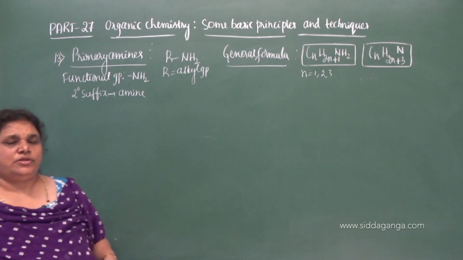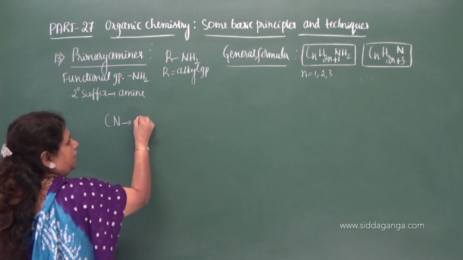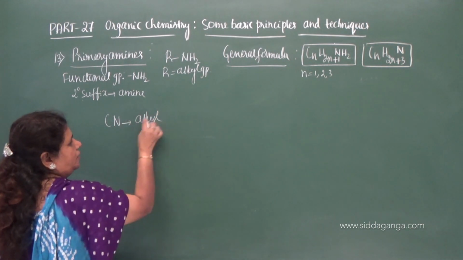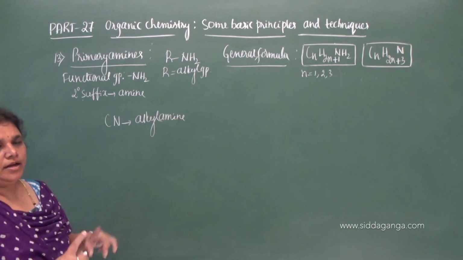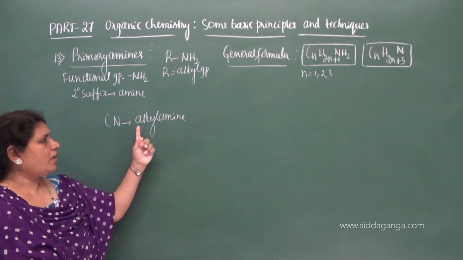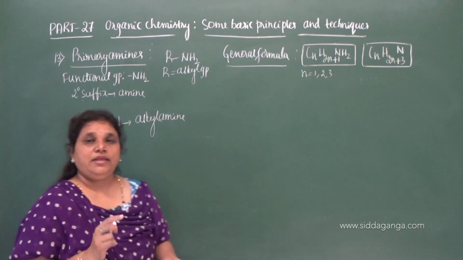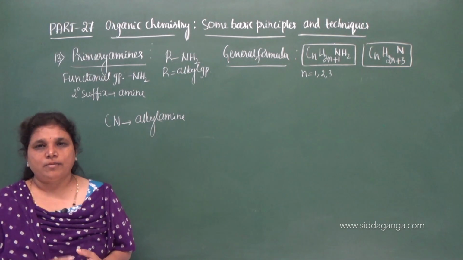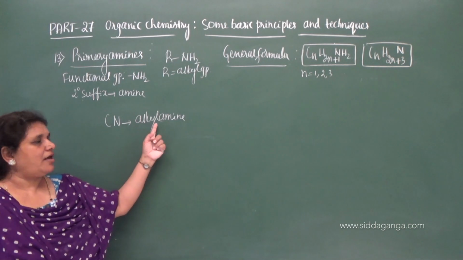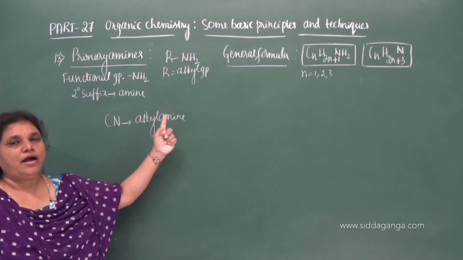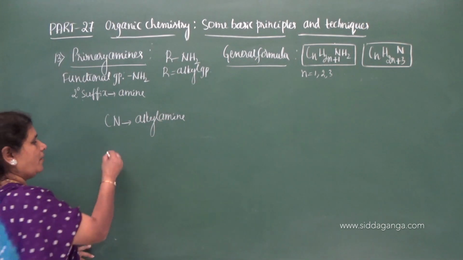So let us move on to the common name and the IUPAC name. In a common name, you just have to write the name of the alkyl group and add the word amine. Then it becomes alkyl amine. The common name of the alkyl group includes the prefixes, like n, normal, iso. So including that, you have to write the common name of the alkyl group followed by the word amine. Then it becomes alkyl amine, the common name. And what is the IUPAC name?